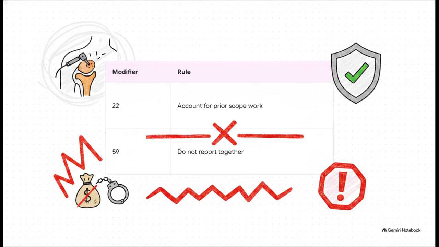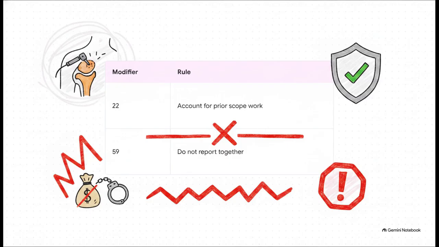Makes sense. However, you might be tempted to use Modifier 59, the distinct procedural service modifier, to try and unbundle the arthroscopic code 29827 from the open code. Well, the crucial point here is this. Modifier 59 is strictly 100% prohibited here. You absolutely cannot use Modifier 59 to report both the open and arthroscopic repair codes together.